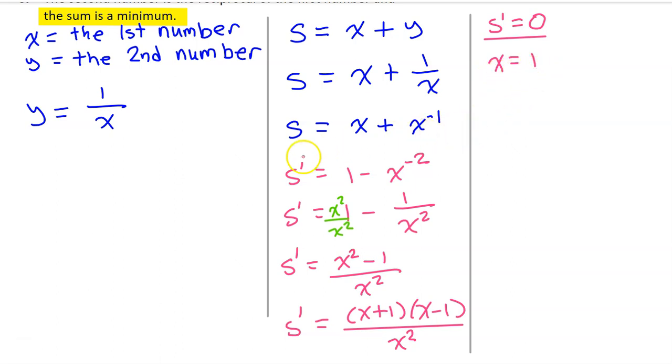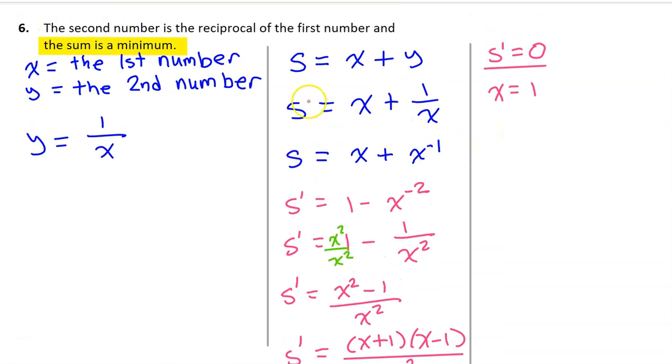Next, we have to decide which tool we are going to use to find this absolute minimum. Are we going to use a candidates test or a sign chart? Notice once again that we are not given a limited interval. The second number is the reciprocal of the first, the sum is a minimum, but it doesn't say that x and y are between 1 and 100 or anything like that. There's no upper limit. They have to be positive numbers, so there's a lower limit, but there is no upper limit to the value of x and y.